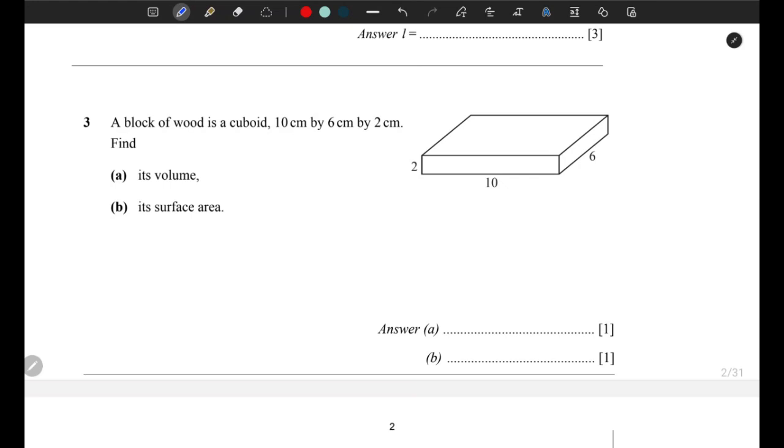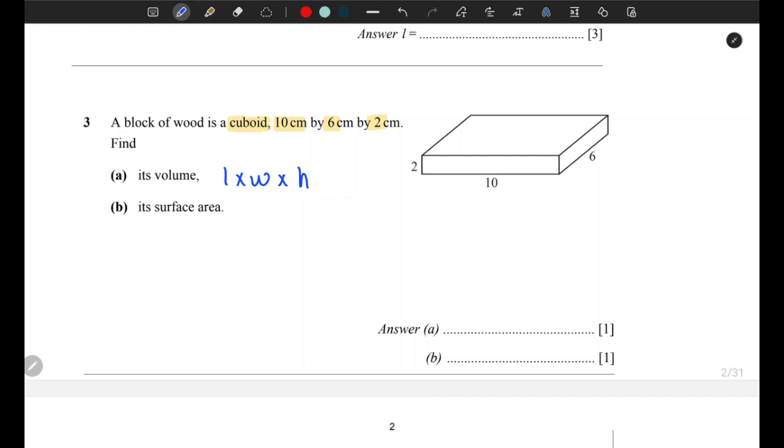So we're starting off with a really easy question, very simple question. The question states that a block of wood is a cuboid with dimensions 10 centimeter by 6 centimeter by 2 centimeter, and we need to find its volume. So volume ka formula is length into width into height.